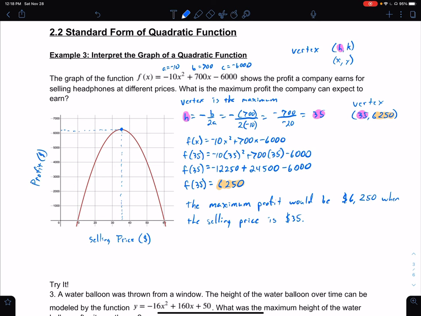So anytime you're looking at profit in terms of a quadratic function, the maximum profit is always going to be the vertex. So you're trying to figure out what the coordinates are here. In this problem, the x coordinate, that 35, told us the selling price, the most beneficial selling price for us. And then the y value told us the actual profit that we would make.